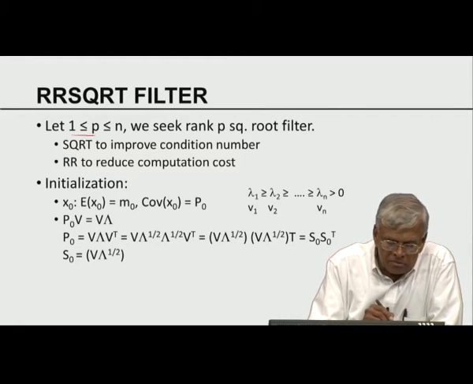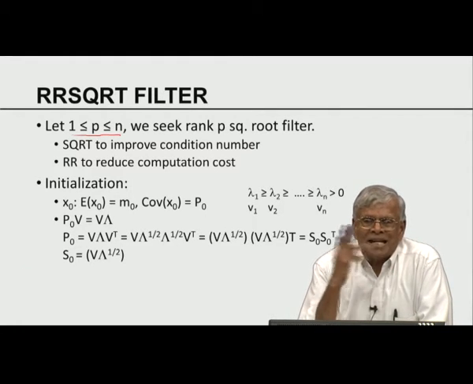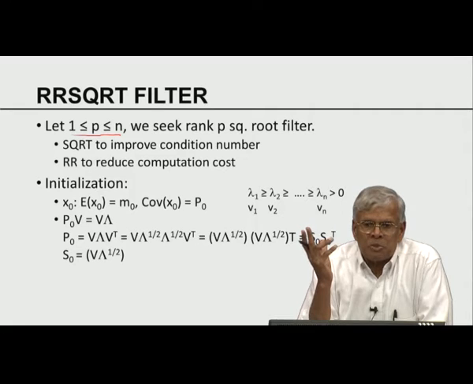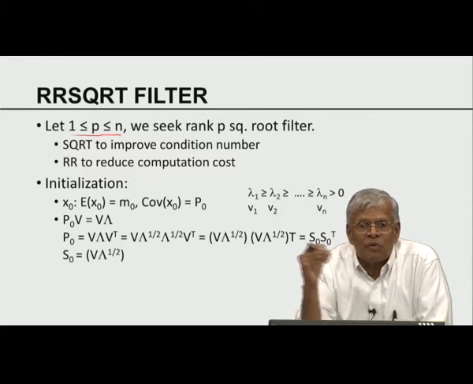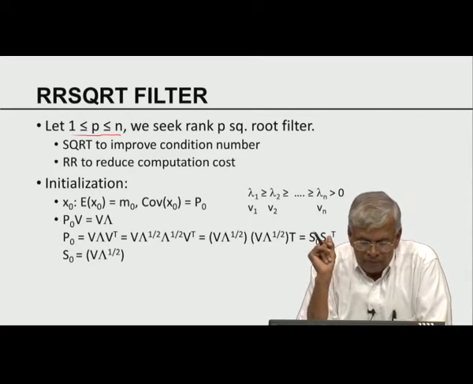Let p be a number between 1 and n. n is the dimensionality of the state space. So if p is less than n, I am going to be talking about the pth order reduced rank implementation of square root versions of the covariance filters.